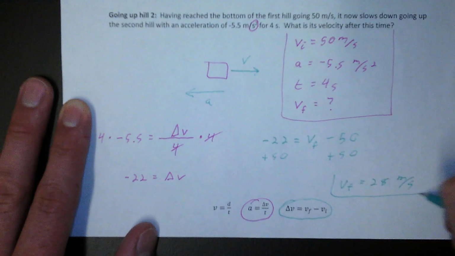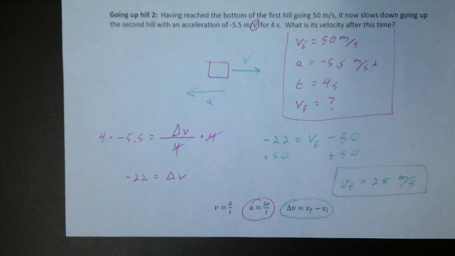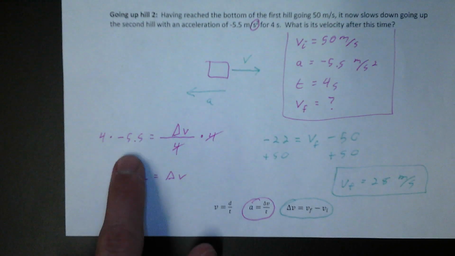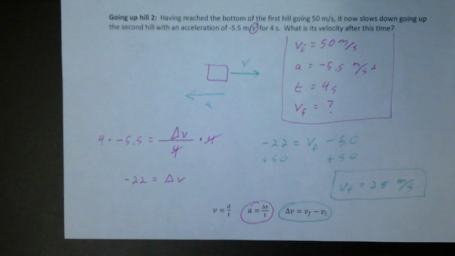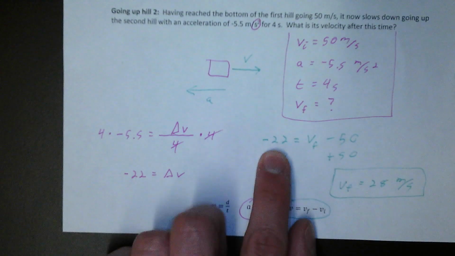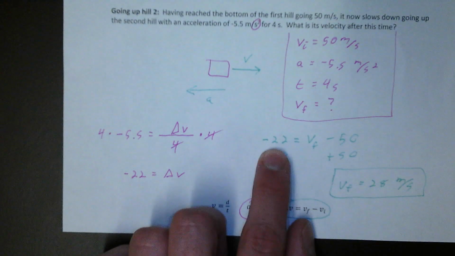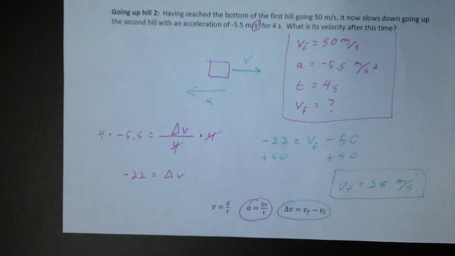If you think about it, this number makes sense. It is less than 50 because it was slowing down. It should have a negative acceleration, therefore it should slow down because I was going with a positive velocity. Okay, and it should be a change in velocity of minus 22. It should be 22 in the negative direction from what I was. So I was 50 in the positive direction. I took 22 away in the negative direction. That gives me a new value of 28.